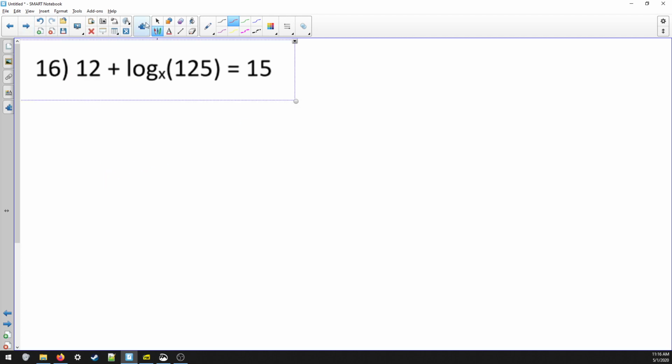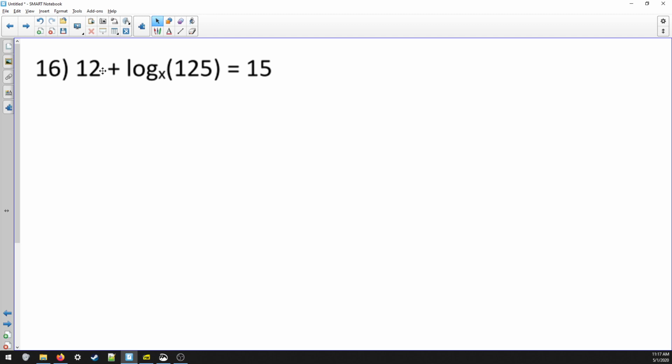Here's problem 16, okay? So a little bit more going on here. Here's a couple weird things about this one. First one is now the base is the variable. Instead of it being inside of this expression in the parentheses, it's now the base. The other thing is now instead of it being 12 times log, it's 12 plus log.